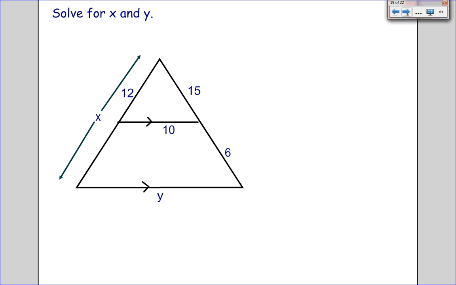All right, I want you to pause the video right now and try this one out on your own. See what you can do with it. All right, let's see how you do with it.